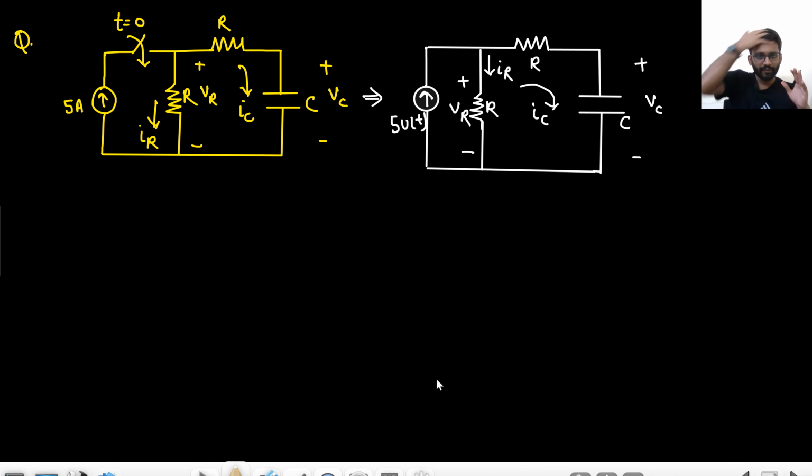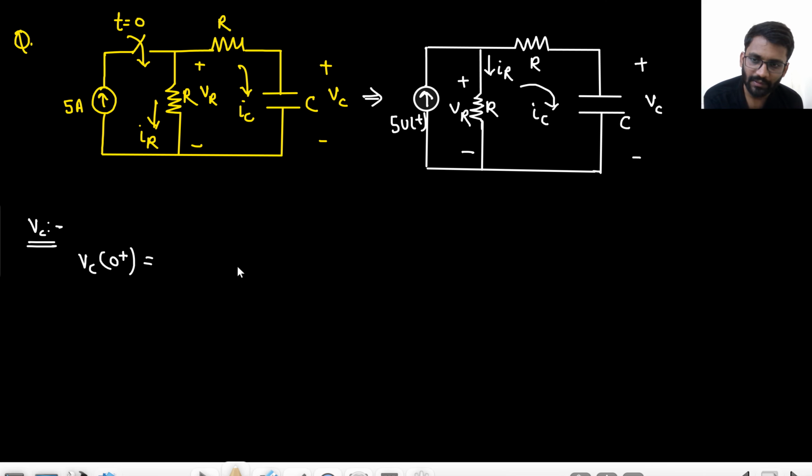So first what we will do, we will solve by the equations, then we will see what is actually happening in the circuit. So this is the circuit. So let's just comment on VC first. Tell me what is the value of VC at t equals 0 plus? 0 voltage. So it is 0 voltage only. What will be the VC value at t equals infinity? Tell me what will be the value. This will be open circuited, right? The capacitor will be open circuited.